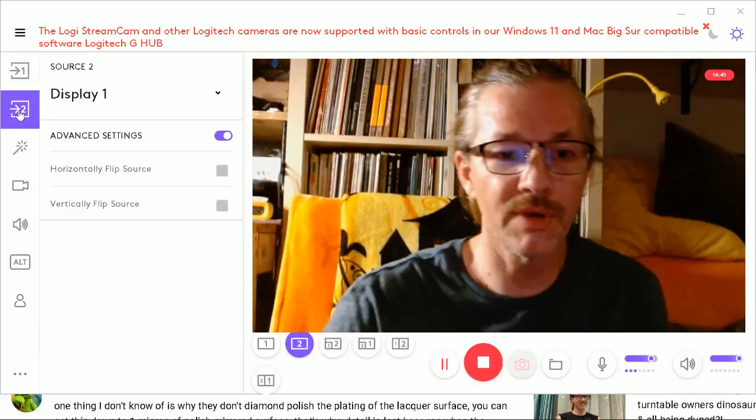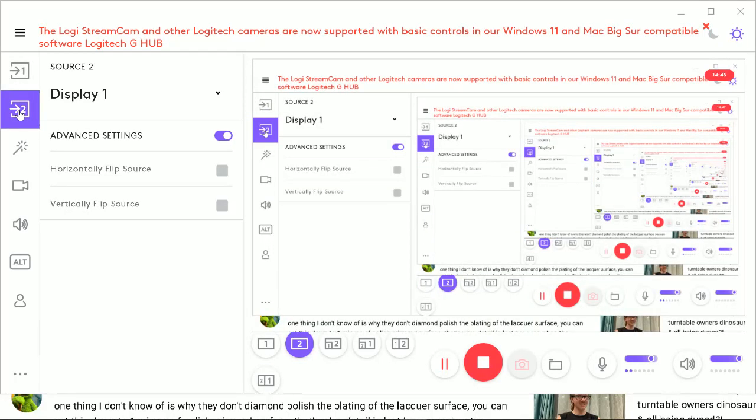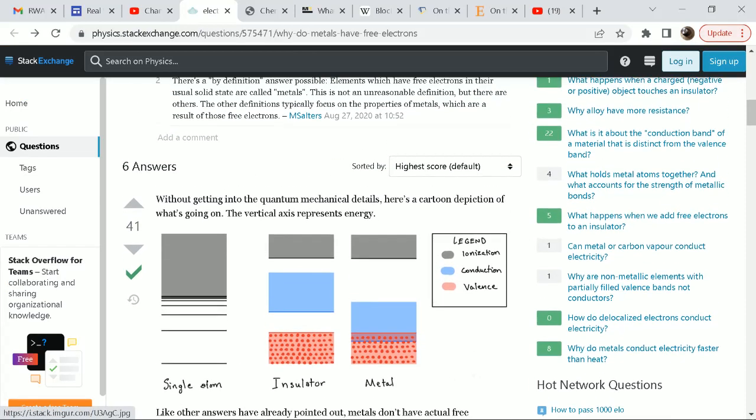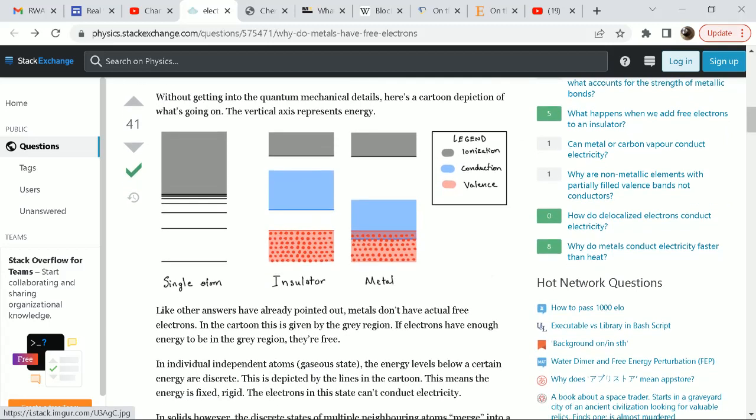Let's see. Maybe let's go back. I had looked up a few websites. Here, this is something really simple, and someone asked the question about conductivity, how electricity is conducted.